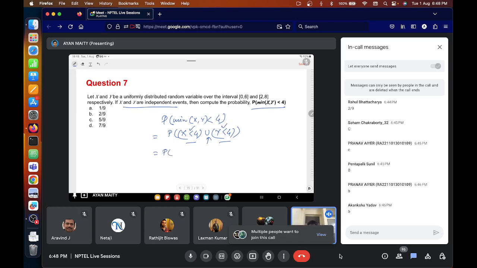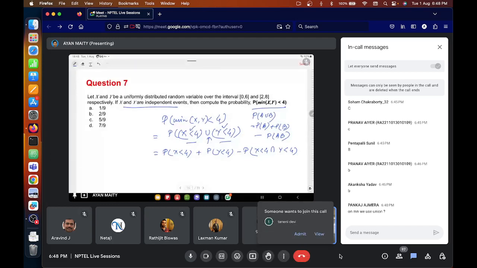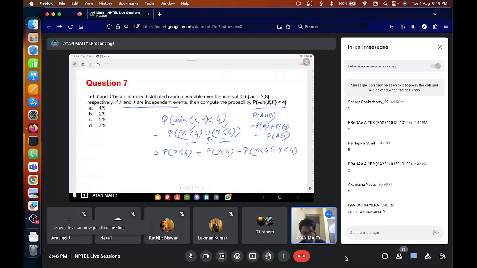So we already know the probability of the union of two events: probability of x less than 4 plus probability of y less than 4 minus probability of x less than 4 intersection y less than 4. So this is how we can represent this probability value. As we already know, probability of A union B is probability of A plus probability of B minus probability of AB. So first we have to find out the probability of x less than 4. x is a uniformly distributed random variable between 0 and 6, and the probability that it is less than 4: this length is 4 and this whole length is 6, so this probability is 4 by 6.